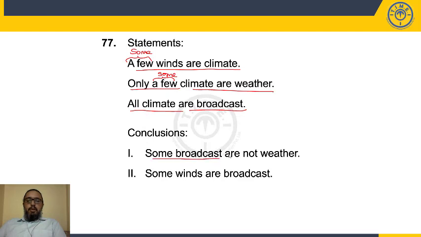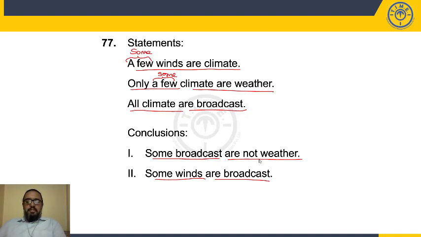Conclusions. Some broadcast are not weather, and here some winds are not broadcast. So here some A's are not B's is given and some A's are C's. So they are definitely not complementary. The first thing you always have to observe is, if you have one negative and one positive, check for complementary pairs. For some not, you should have all, but you don't have all, you have some only there. So definitely it is not complementary. So we'll take one by one.